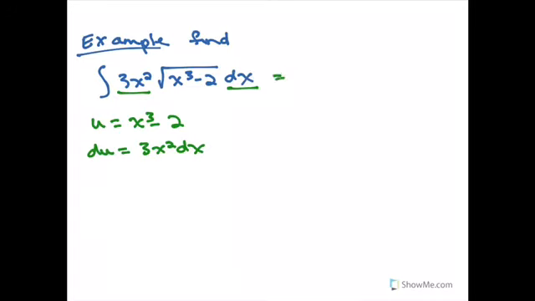So when I rewrite this, we're just going to get u to the 1/2 du. The antiderivative of that will become u to the 3/2. So we put a 2/3 out front and back substitute.